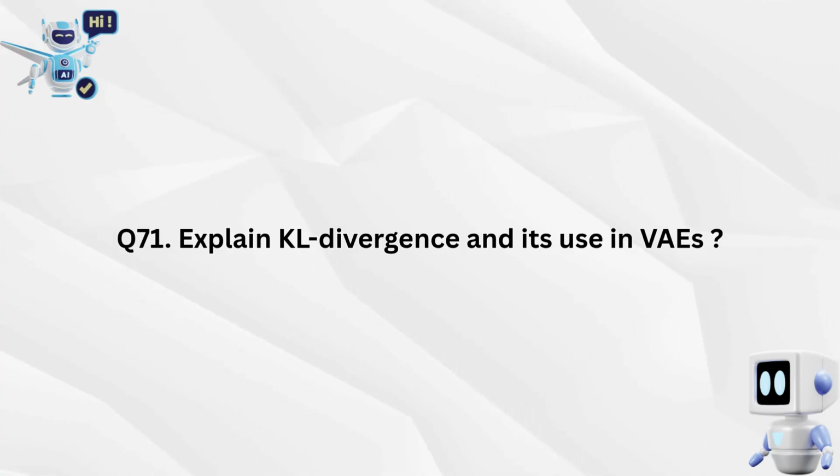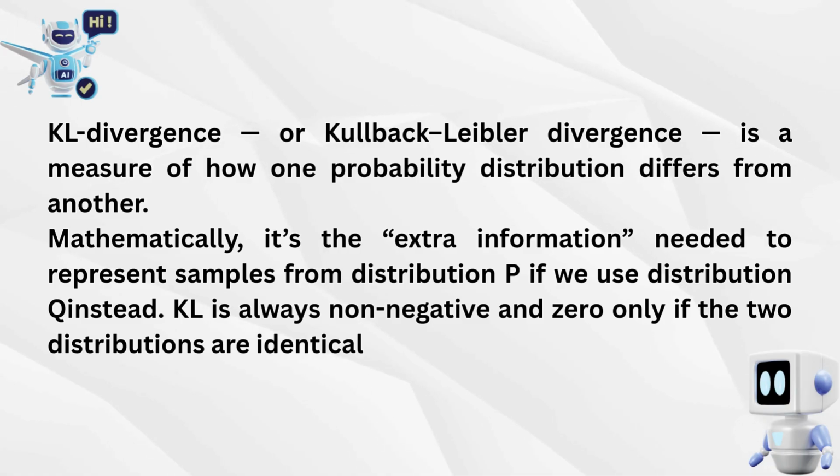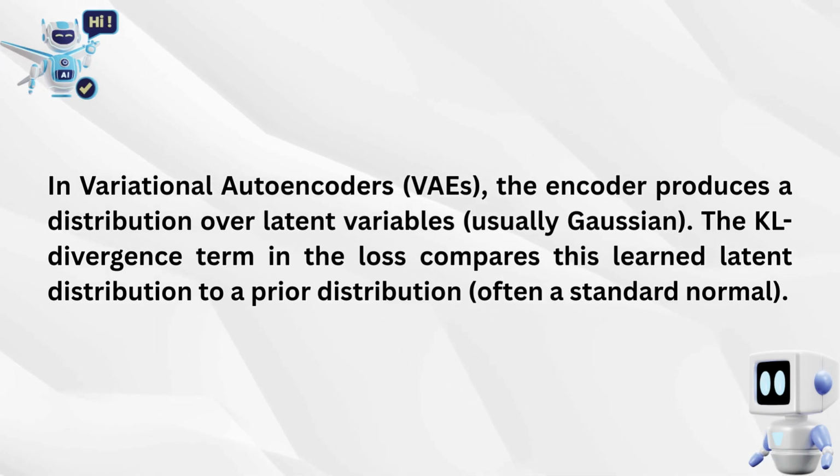Explain KL divergence and its use in VAEs. KL divergence, or Kullback-Leibler divergence, is a measure of how one probability distribution differs from another. Mathematically, it's the extra information needed to represent samples from distribution P if we use distribution Q instead. KL is always non-negative and zero only if the two distributions are identical. In variational autoencoders, VAEs, the encoder produces a distribution over latent variables, usually Gaussian. The KL divergence term in the loss compares this learned latent distribution to a prior distribution, often a standard normal.